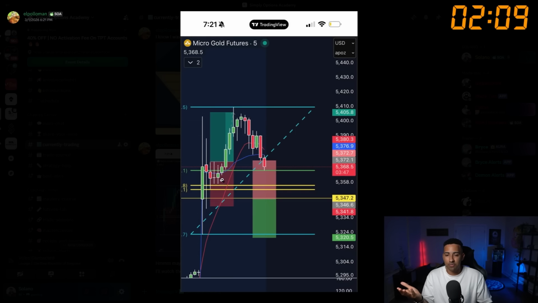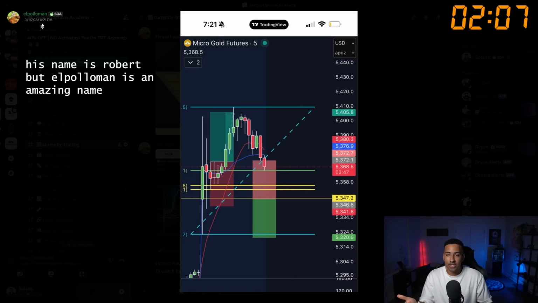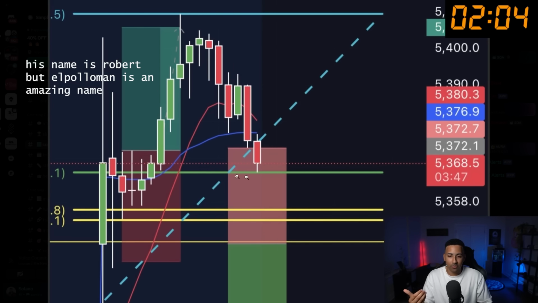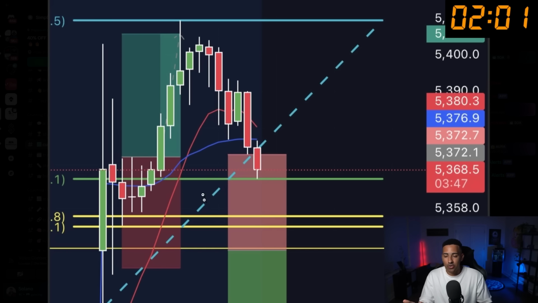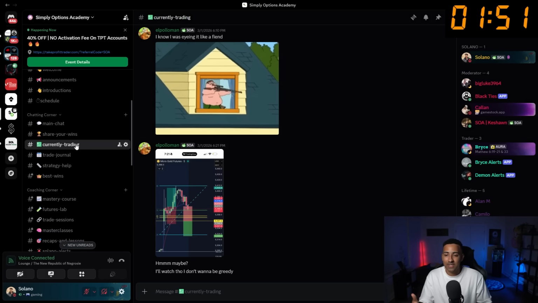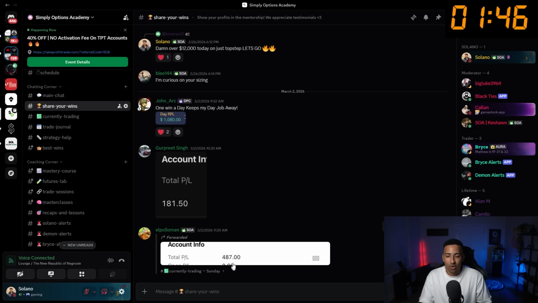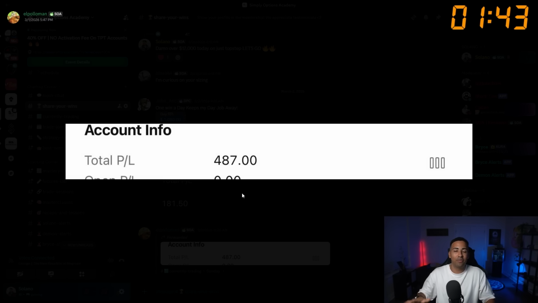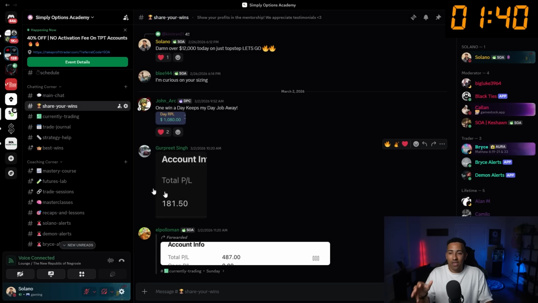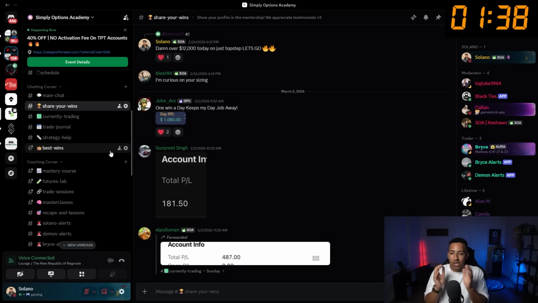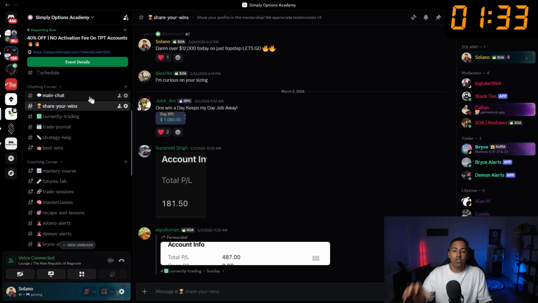To show you that it's not just me, this is the exact same entry model that students like El Pollo Man up here are using, right? As you can see, he is taking an entry off of a retest to the 50%, or sorry, to the golden pocket, and then a break of highs for a continuation over. It's the same TFC system over and over and over again. And as you can see, that position ended up netting him just under $500 on the day. And so if you were able to just lock in this system, lock in the exact same entry model every single time you take a trade, it will make your trading so much easier for you.